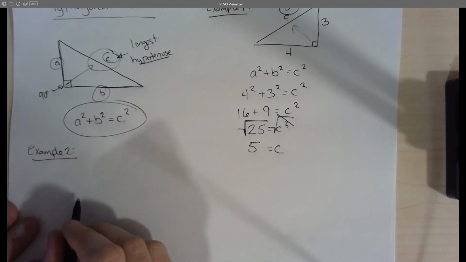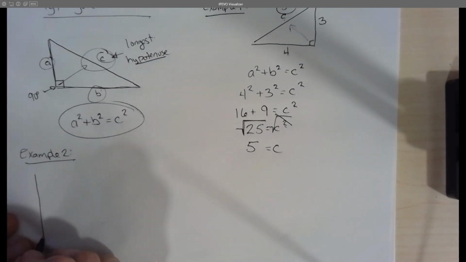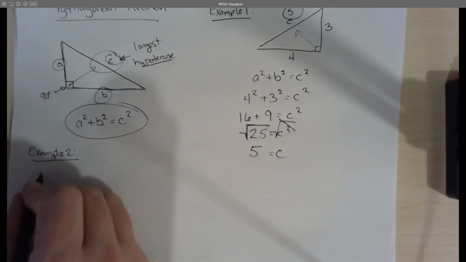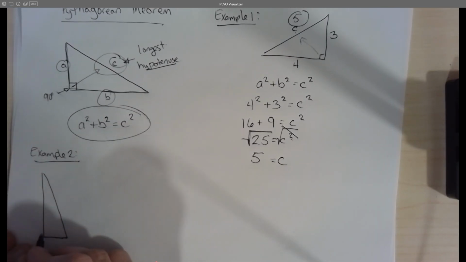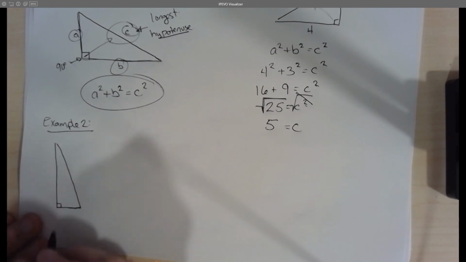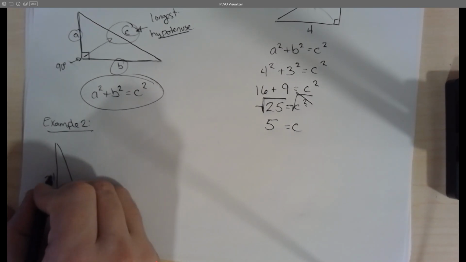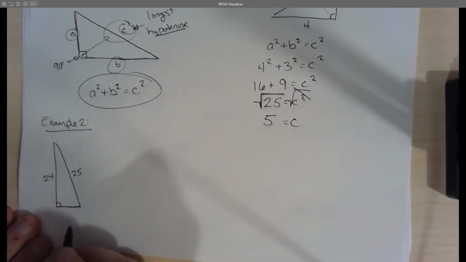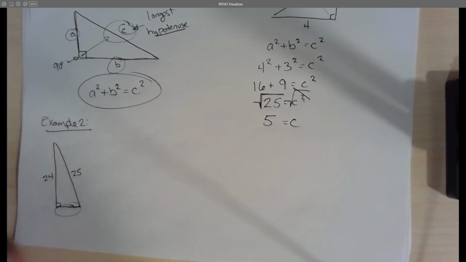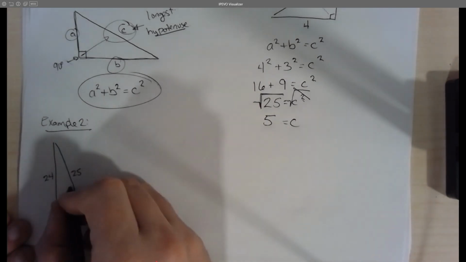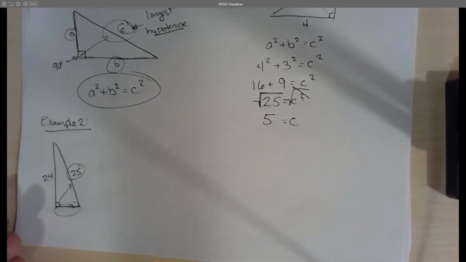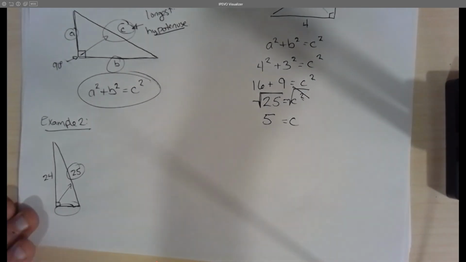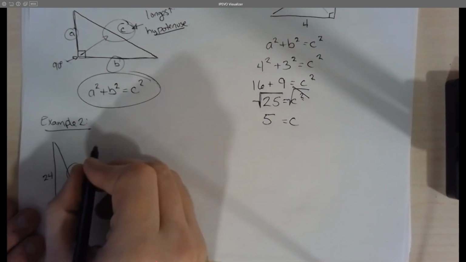In example 2, you're given another right angle triangle. This one is quite a tall one, but it's still a right angle triangle that we can work with. We are given the side length here, and we're given the side length here, and we're asked to figure out this missing side length. The tricky part here is that remember that this, or 25, that's the hypotenuse. So it's going to change around our question a little bit.